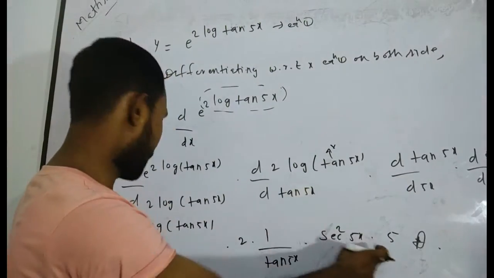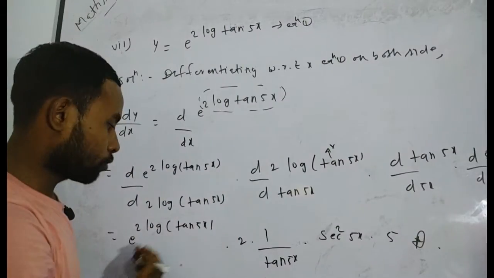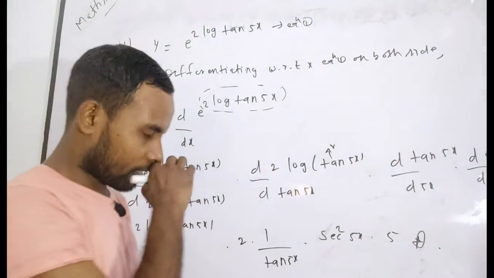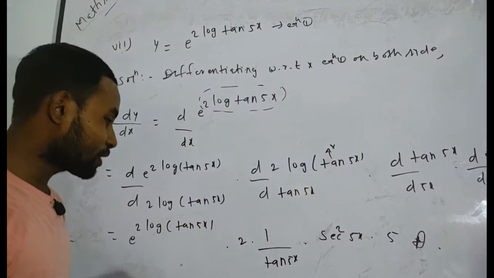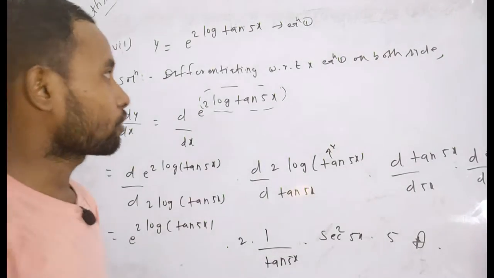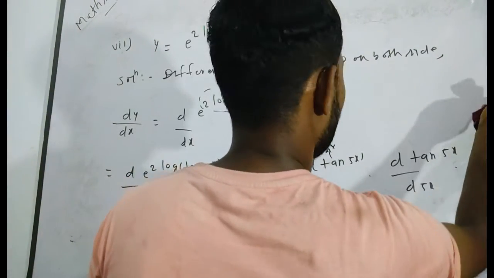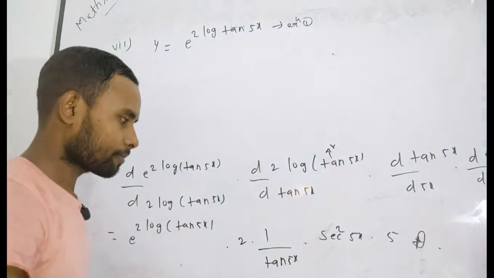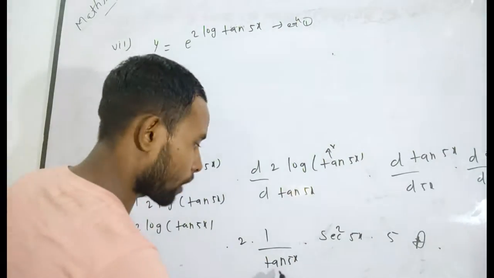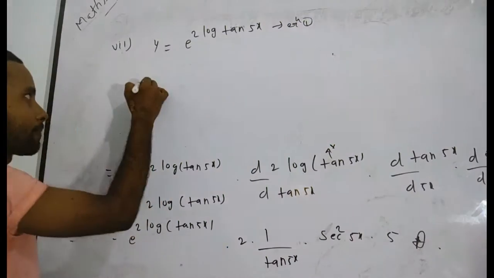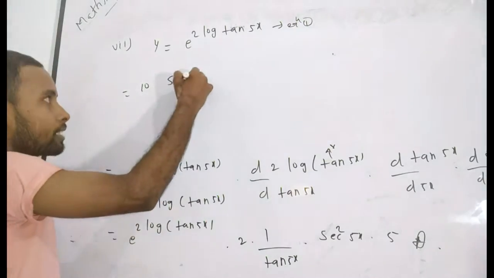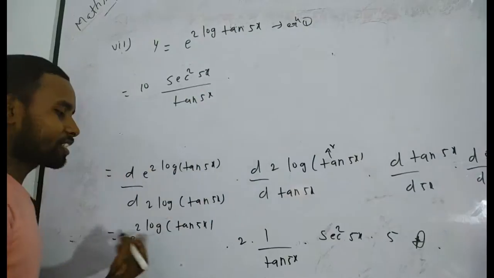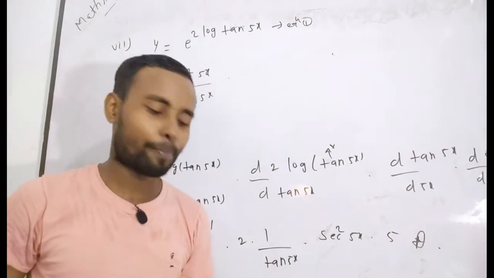You can arrange: 2 times 5 will be 10. You have to write 10 into e to the power 2 log tan 5x and 1 upon tan 5x, into sec square 5x. Sometimes you will find that the answer of this question will not match your book. What is the reason behind it? I will rub this part first, then I will simplify it. It will be 10 into sec square 5x divided by tan 5x. What is the reason behind simplifying it? There is a simple reason.